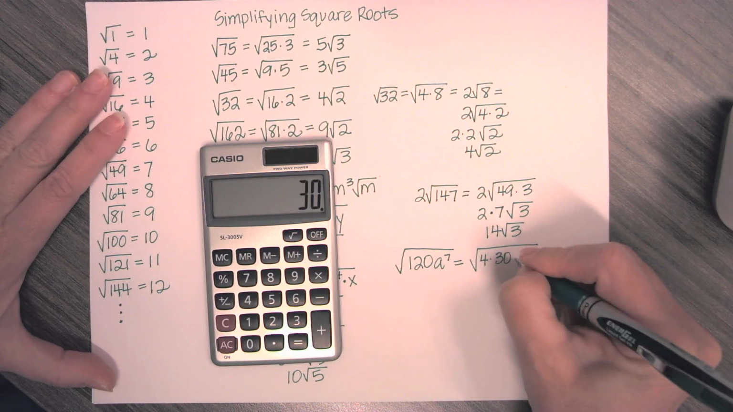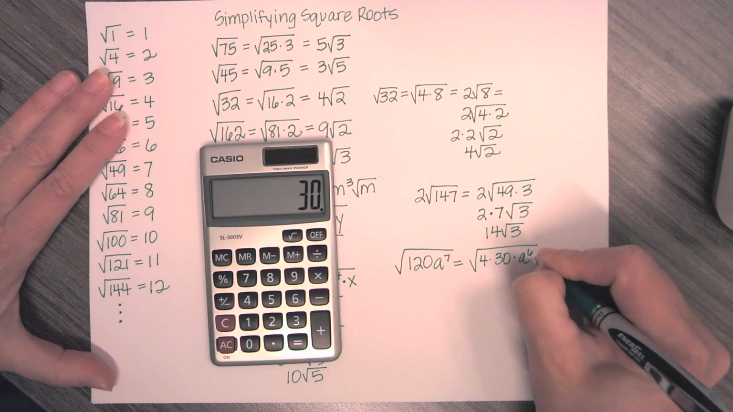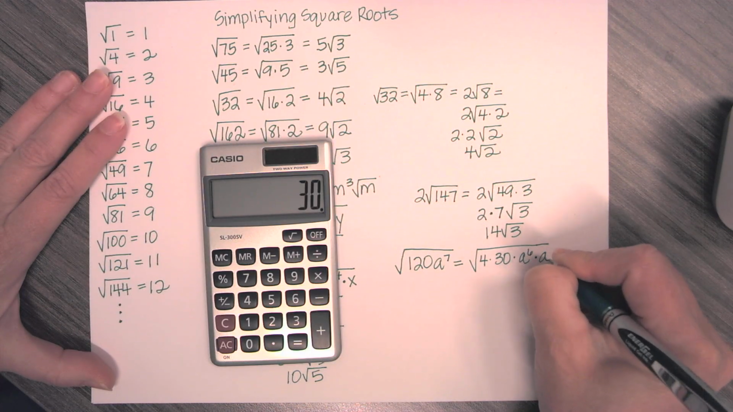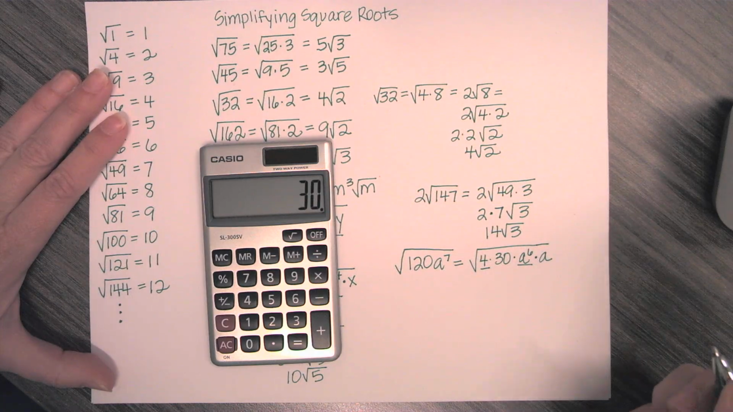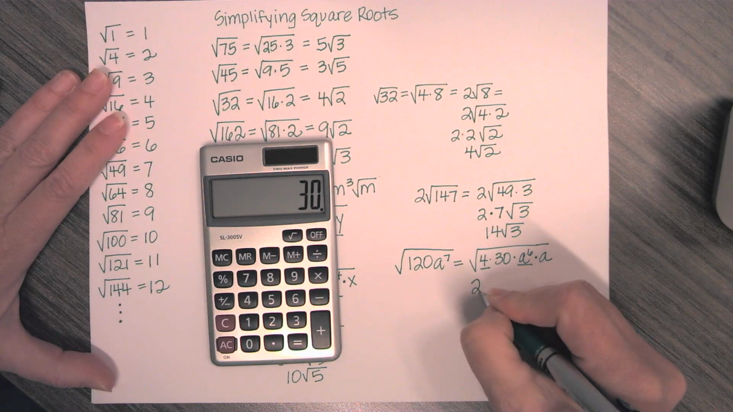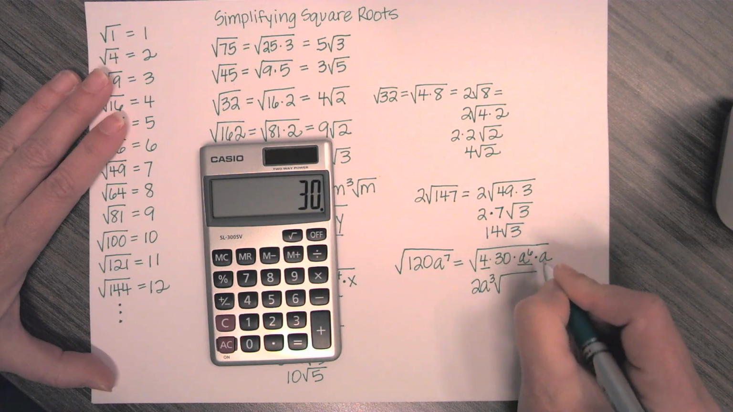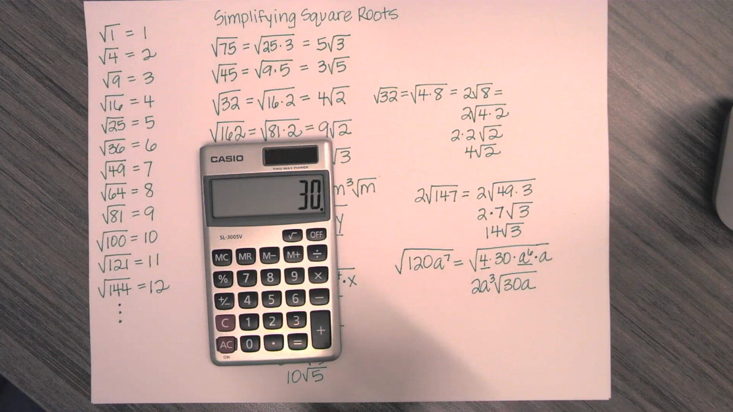A to the 7th, the largest even power less than 7 is 6. That will be the perfect square, a to the 6th, with 1 left over. So we've got a perfect square here and here that we can take the square root of. That's going to be 2a to the 3rd. And then left under the square root, we've got 30a.